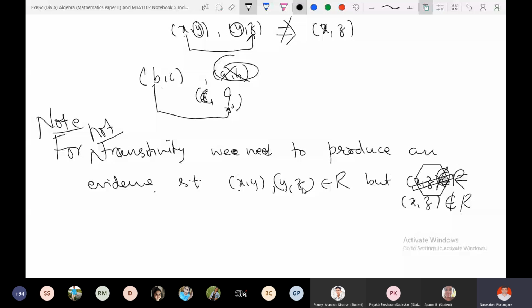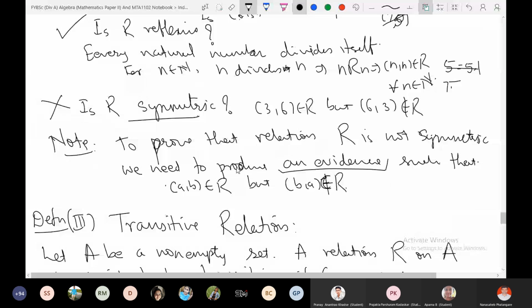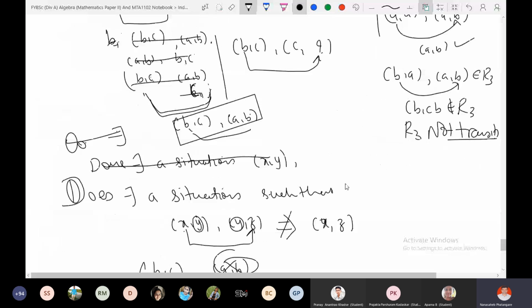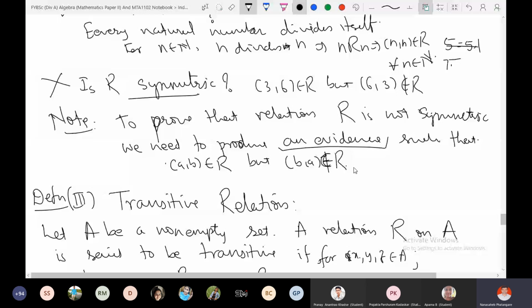To prove that some relation is not symmetric, you also need to produce one evidence. The pair AB is in R, but BA is not in R. That is not symmetric. Fine. So now the concept of transitivity is clear. Yes, sir.